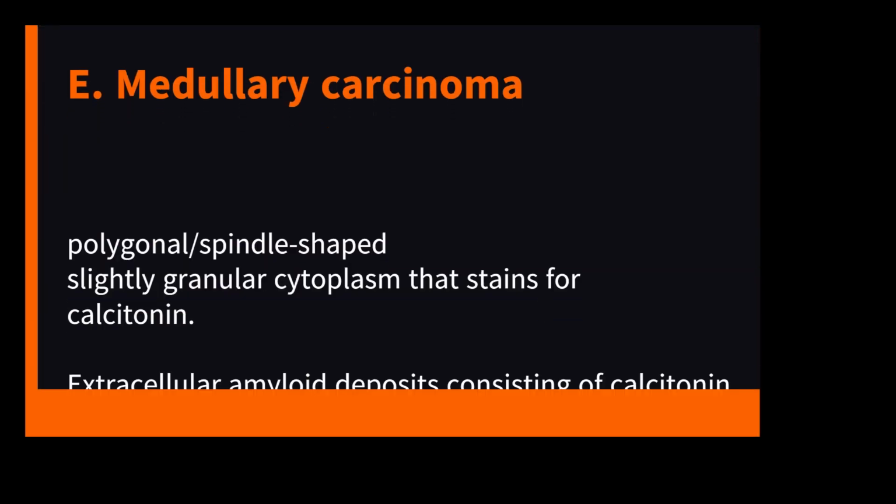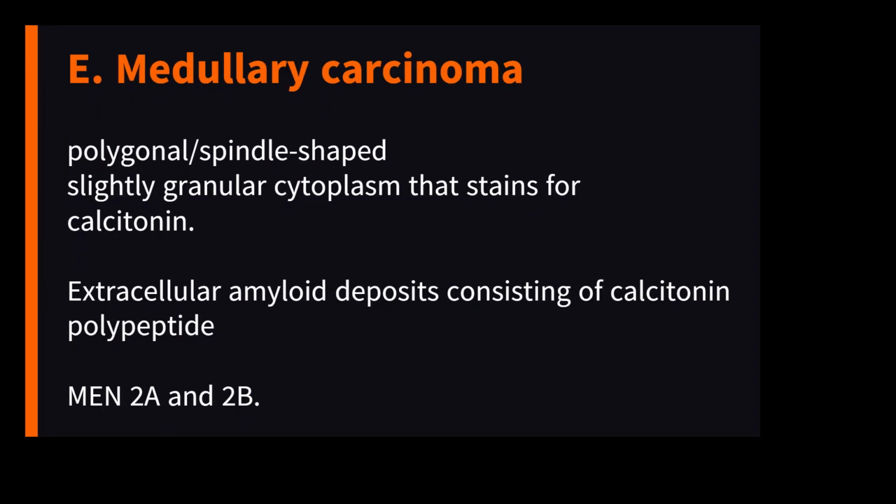E. Medullary carcinoma. Medullary thyroid cancer appears histologically as polygonal or spindle-shaped cells with a slightly granular cytoplasm that stains for calcitonin. Extracellular amyloid deposits consisting of calcitonin polypeptide may also be seen. Medullary thyroid cancer is a component of multiple endocrine neoplasia types, 2A and 2B.